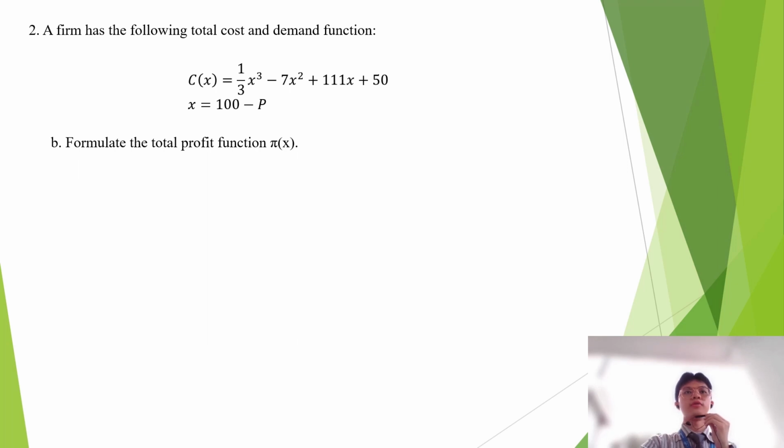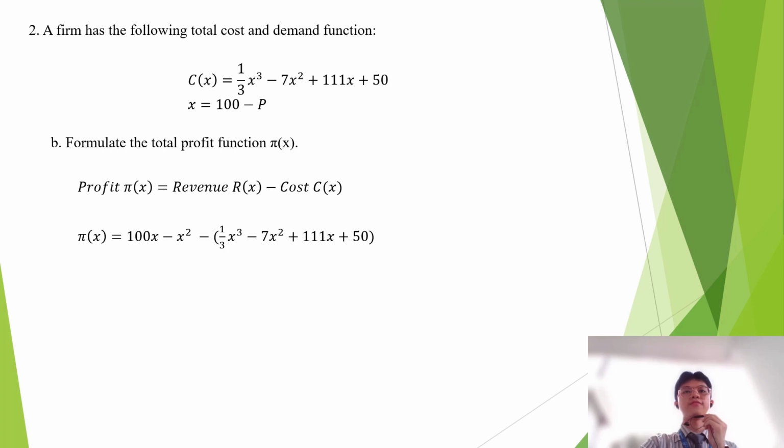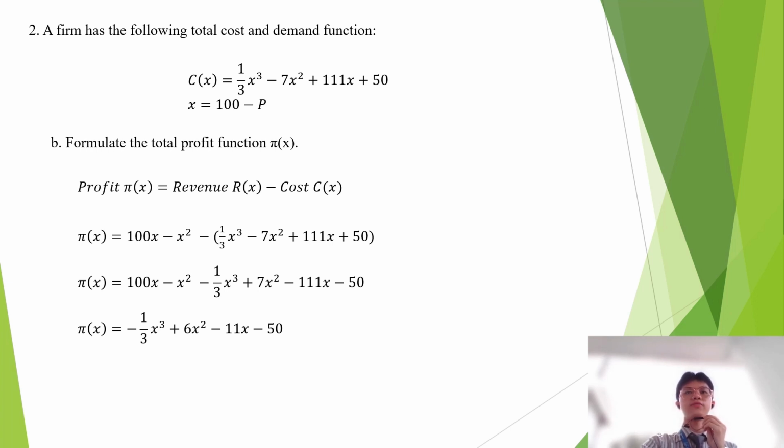Question 2b is to formulate the total profit function. As we know, the profit function is revenue minus cost. So we need to substitute the revenue function and cost function: use the revenue function we got just now minus the given cost function. After calculating, we get the total profit function equal to negative 1 over 3 x cubed plus 6x squared minus 11x minus 50.